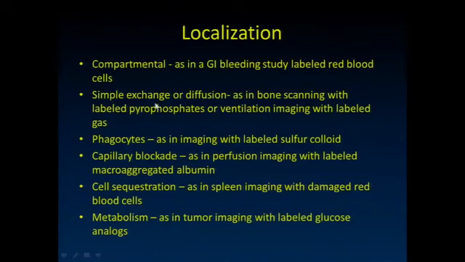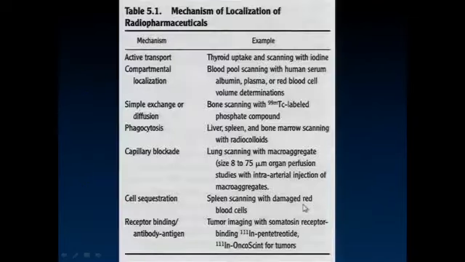Sometimes we're just imaging simple exchange or diffusion, and this is true in radionuclide bone scanning with MDP, where we're really looking at exchange of that with the bone, or in ventilation imaging with labeled gas. Sometimes we're imaging phagocytosis with sulfur colloid, or capillary blockade when we're imaging using labeled macroaggregated albumin. Or cell sequestration, or frankly, metabolism when we're imaging with some of the glucose analogs, like in F18 FDG PET imaging.